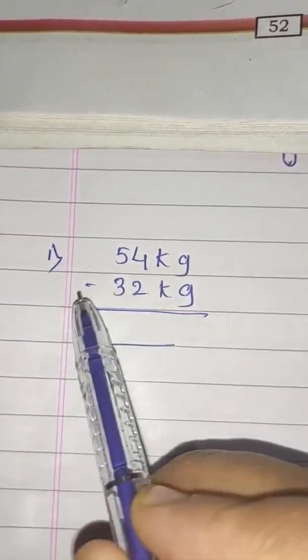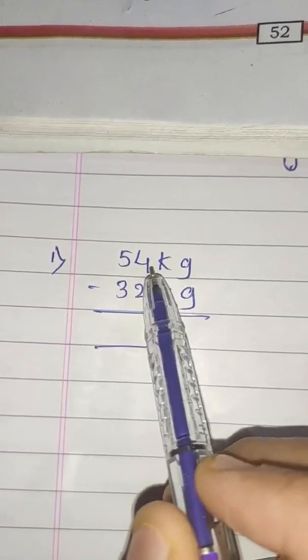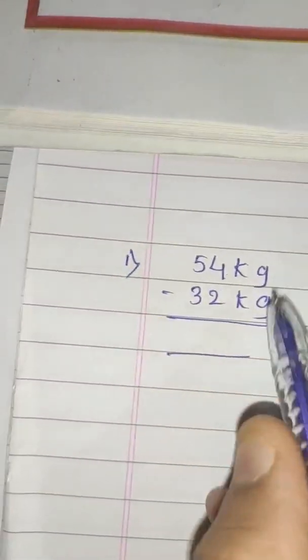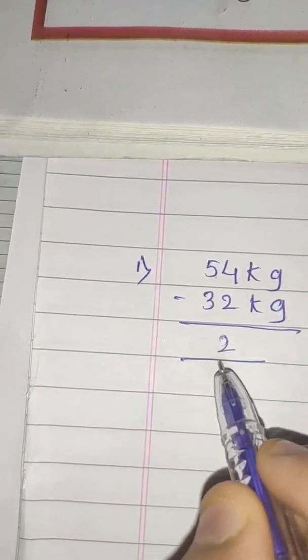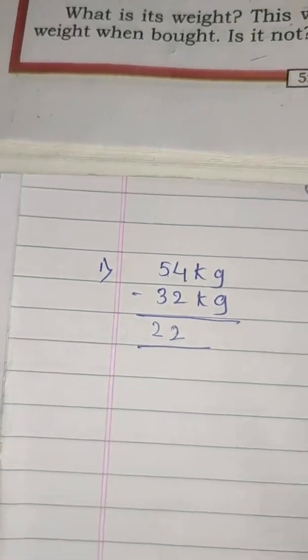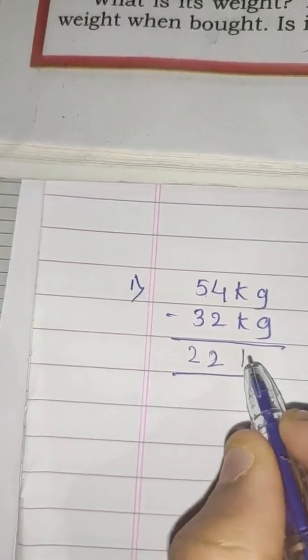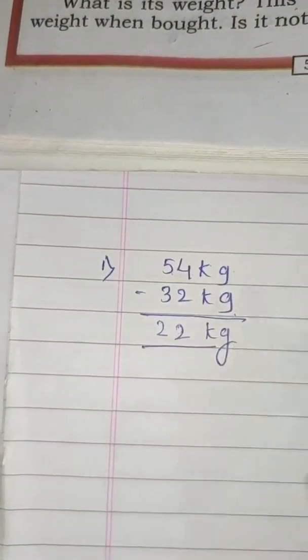54 kg minus 32 kg. Okay, so first let us subtract. 4 minus 2 is 2. 5 minus 3 is how much? 2, isn't it? So 22 kg. So this is a subtraction of weights. It is kg, isn't it?